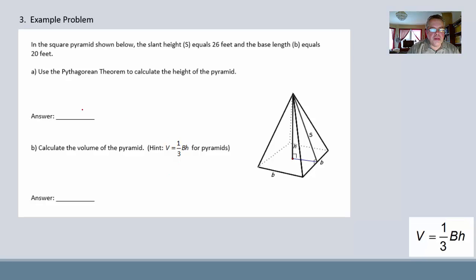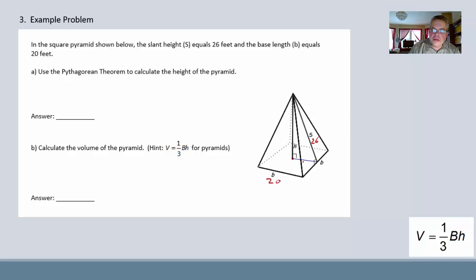It looks almost exactly like this on the quiz. It says, in the square pyramid below, it's a square pyramid because the base is a square. The slant height, S, equals 26. So along the side of the pyramid is 26. And it says the base length equals 20. So that's B. All right, use the Pythagorean theorem to calculate the height.